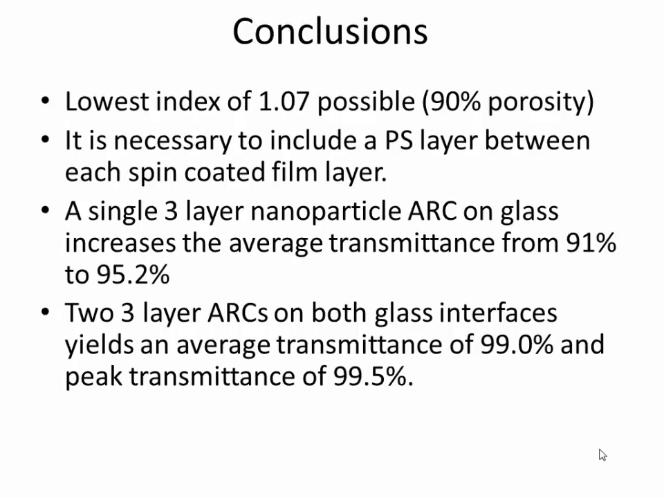So in conclusion, using this technique of introducing polystyrene particles within the nanoparticle film, we can actually achieve an effective index of 1.07. And then we realized that in order to make a multi-layer structure, we need to introduce a polystyrene intermediate layer. And with this technique, we can achieve a 95.5% highest transmission of glass. And then for 3-layer ARCs on both glass interfaces, we can get an average transmission of 99%.